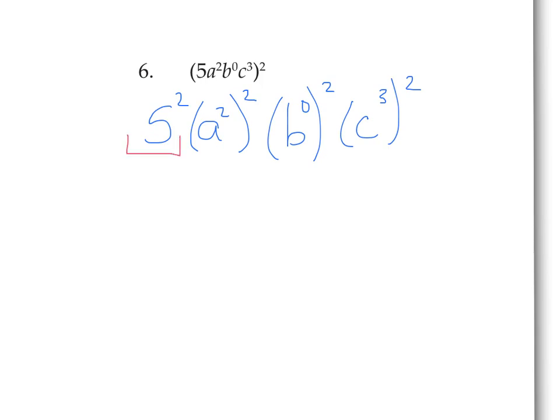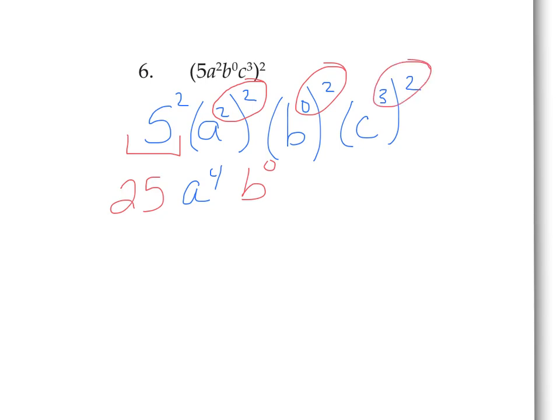Okay, 5 squared is 5 times 5, which makes 25. The rule here, when the exponents are stacked up on one base, is that you multiply them. So 2 times 2 makes 4. So this will be a to the 4th power. And we're going to do the same thing with these exponents, except this time 0 times 2 is going to give us 0. So we still have b to the 0. Same rule here when the exponents are stacked up. So 3 times 2 is going to give us an exponent of 6.